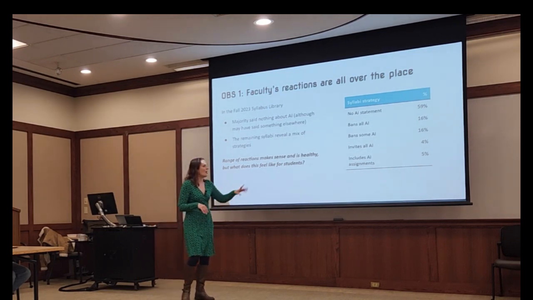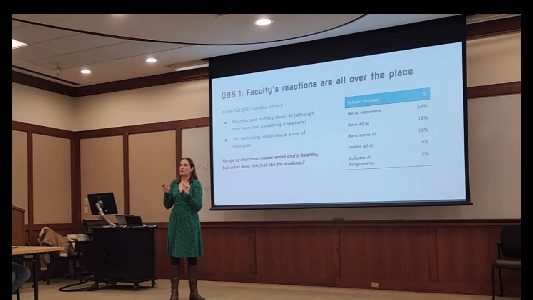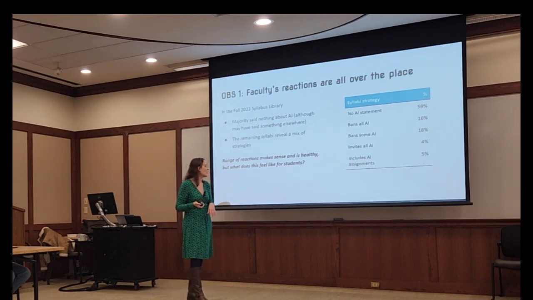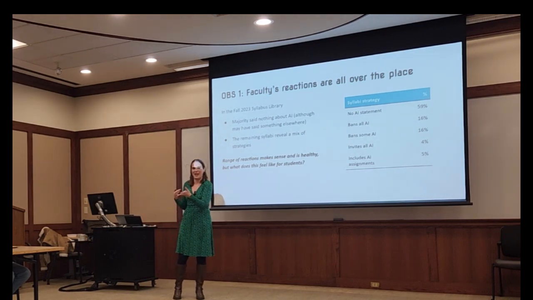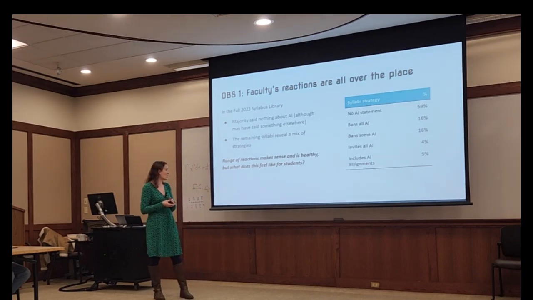And then 5% of the syllabi actually had some sort of specific reference to an AI assignment. So there was going to be some way in which the students were specifically asked to use AI as part of something that they were doing. My argument, and I say this about everything with higher ed, is that a range of reactions makes sense and is healthy. I expect to see that. I think that's probably good that students get a variety of viewpoints, especially at this point in time.